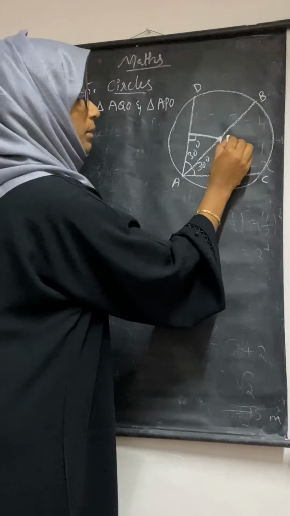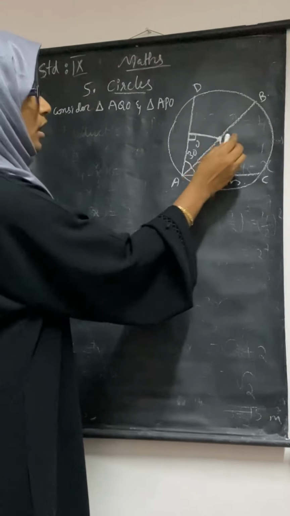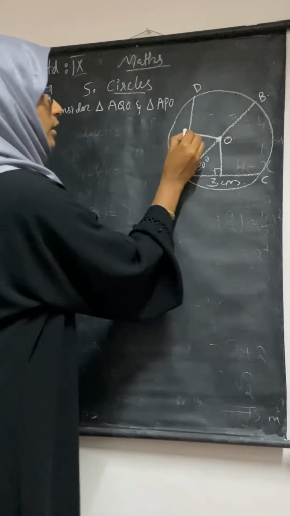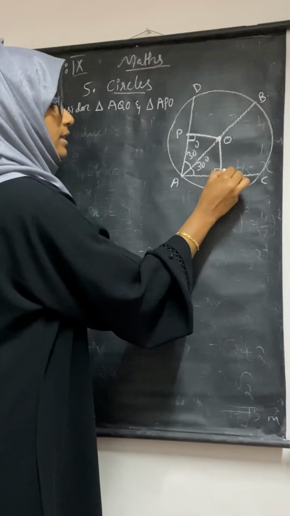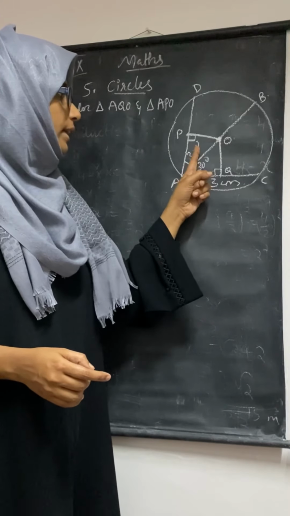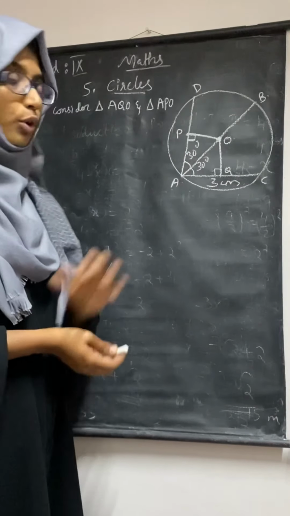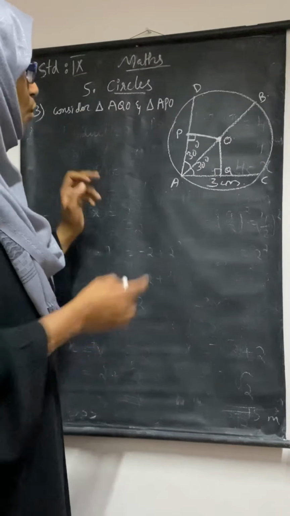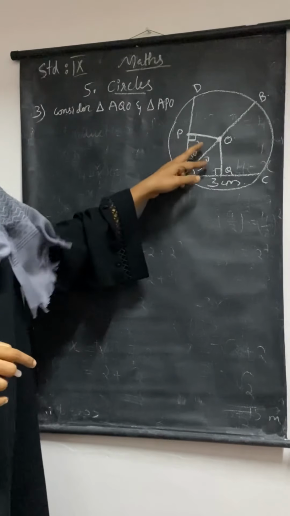I can give a name here, that is O. Center is O. Now one point is formed here by the perpendicular bisector. I can choose that as P and this as Q. After drawing that, you know that two triangles are forming. That is the main thing. We want to concentrate only on those two triangles. So what you have to do? Consider triangle AQO and triangle APO. So the two triangle names are written here.